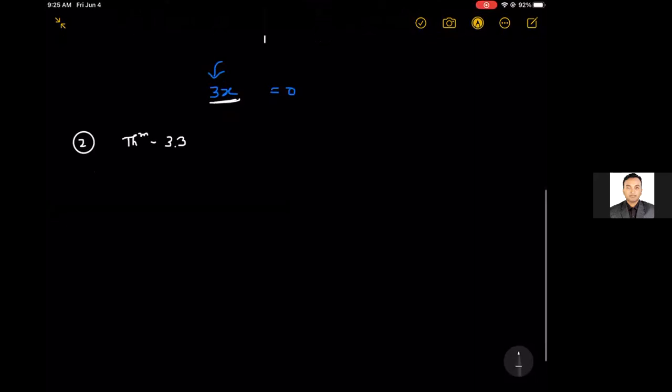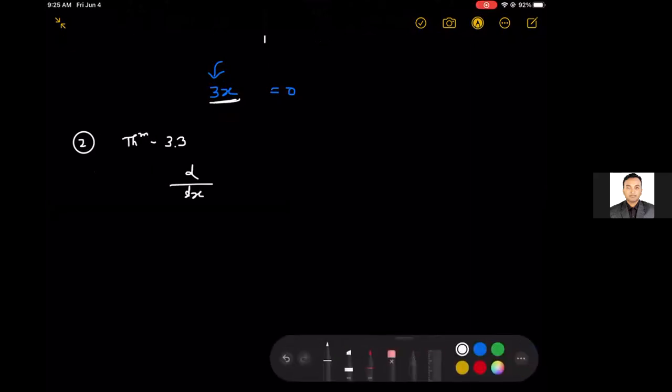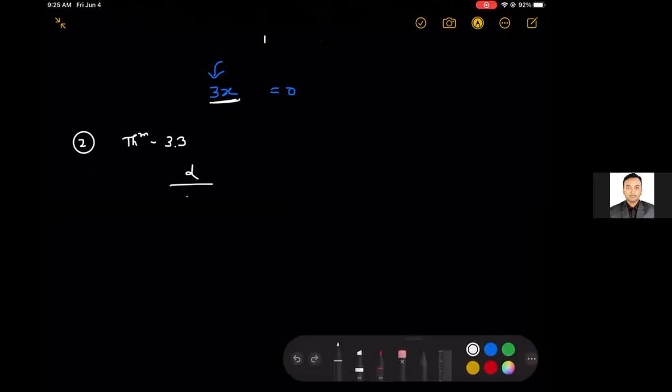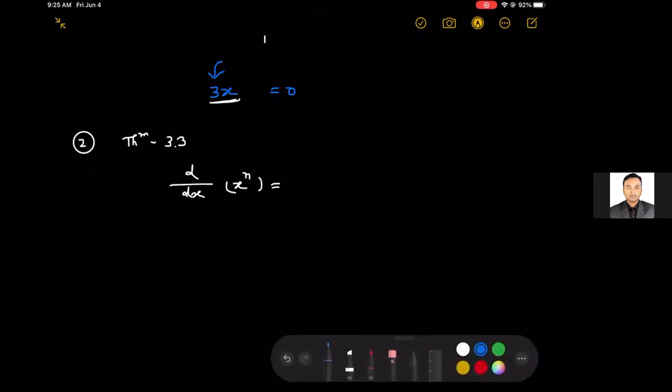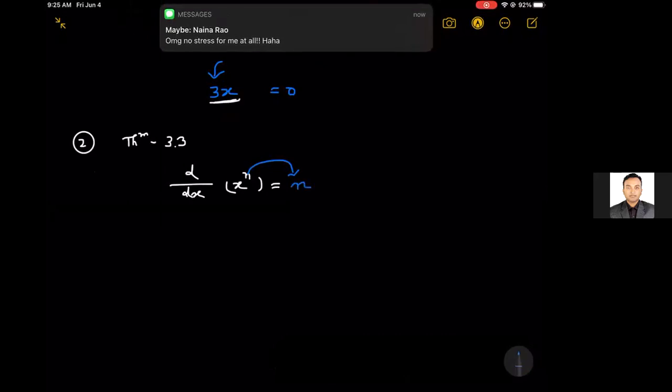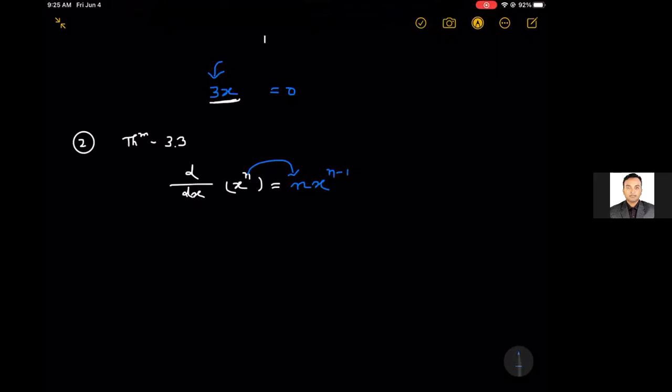So it says if you have a function, let's say x to the n, where n is the exponent or the power, then the derivative of that is the exponent comes in front. It actually comes in front. And then the power gets reduced by 1.